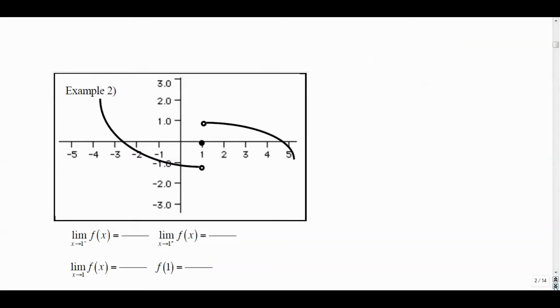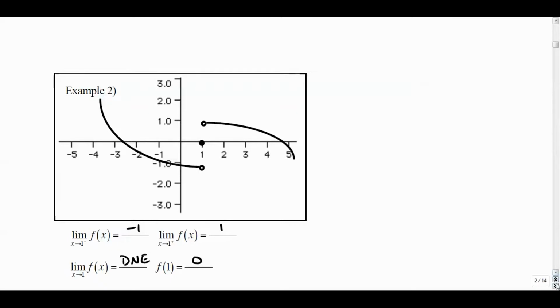Moving on. Number 2. The limit of the function as x approaches 1 from the left. So 1 from the left-hand side comes in this way. It's negative 1. I'll go a little bit faster here. 1 from the right-hand side is positive 1. They don't agree, so the overall limit does not exist. The function value at 1 you can see is a closed dot at 0.